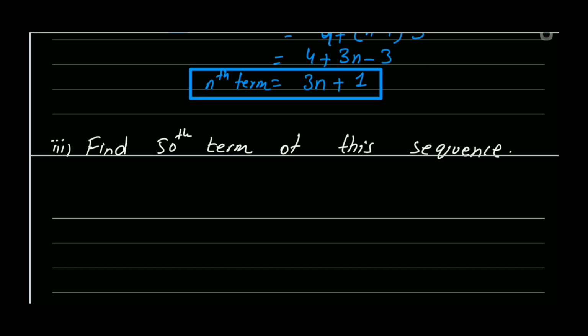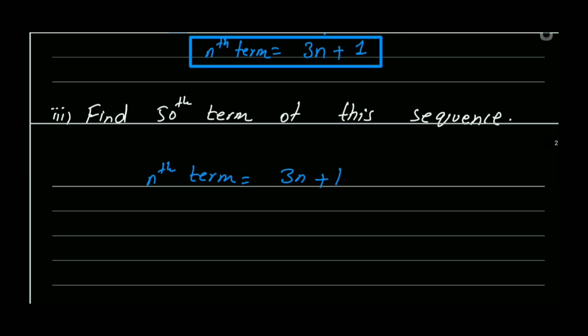So same, if it's nth term, you will take this nth term. So its nth term is 3n plus 1 that we have calculated. So you will take it and you will just put 50 in place of n. So in this question n is 50, 50th term. It means 50 is your n and you are going to find the 50th term.